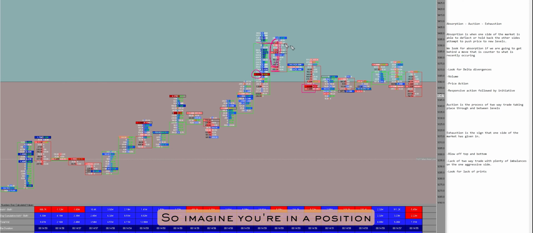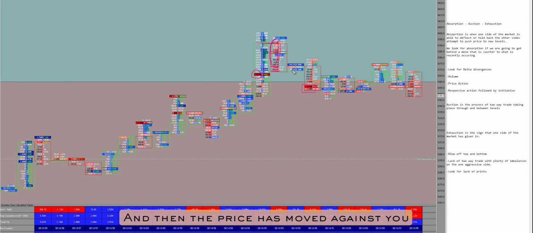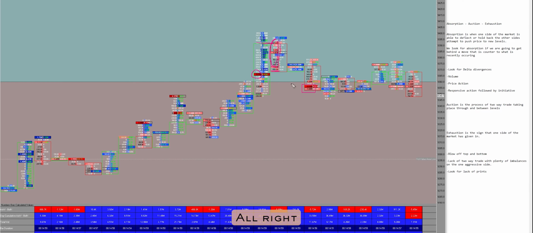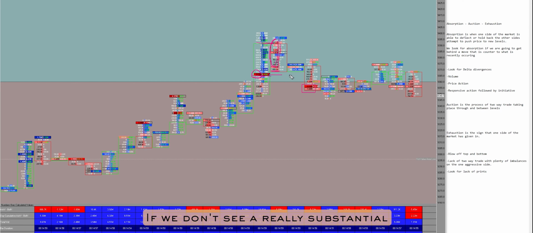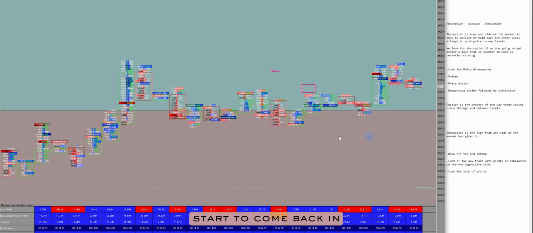So imagine you're in a position for a large amount of money. Just imagine you open a 2 million contract position, even though we know this footprint aggregates from a bunch of orders. Imagine that, and then the price has moved against you. Okay, you're going to be focusing on your entry point. All right, so this is the last really large passive buyer through this level. If we don't see a really substantial close through this level and regain of this level, it's probably that we're going to come back down to the low side of the range. And if we don't see that activity, we'll start to see aggressive sellers start to come back in.